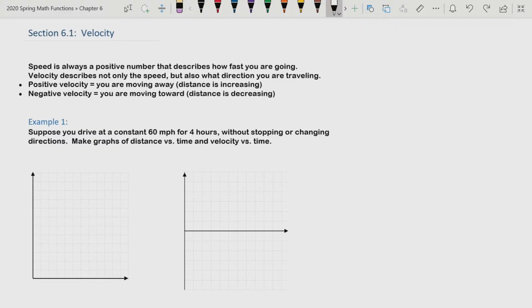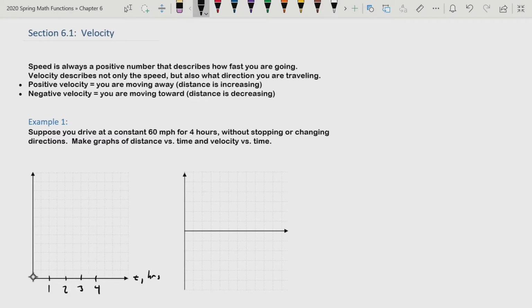Suppose you drive at a constant 60 miles per hour for 4 hours without stopping or changing directions. Let's make graphs of the distance versus time and velocity versus time. So here I have my time axis. I'll call it T, and I'll do that in hours. And there's 4 hours, so we'll go 1 hour, 2 hours, 3 hours, and 4 hours.